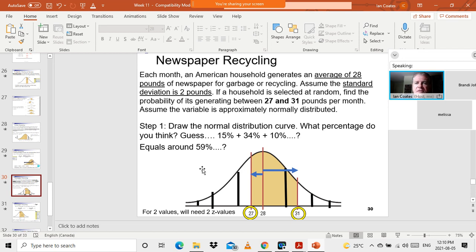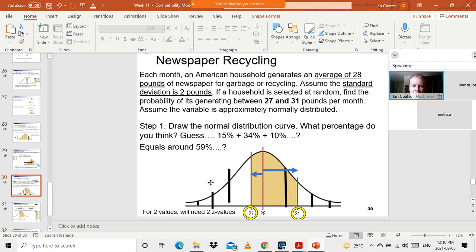So there we've got an average of 28 pounds, which is the mean, and we've got a standard deviation of 2 pounds. If a household is selected at random, find the probability of it generating between 27 and 31 pounds per month. Assume the variable is approximately normally distributed. Okay, so doesn't make any sense? It's okay. Draw a graph.